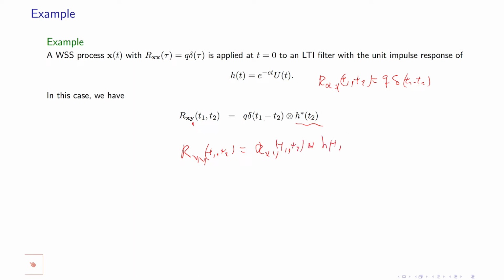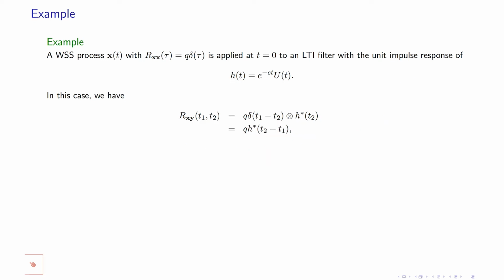So I do the first convolution. If I do this convolution, this will become Q times h conjugate of, I substitute this one here, which is going to become h of t2 minus t1. Okay, now if I convolve this one with h of t1, I get the second one.